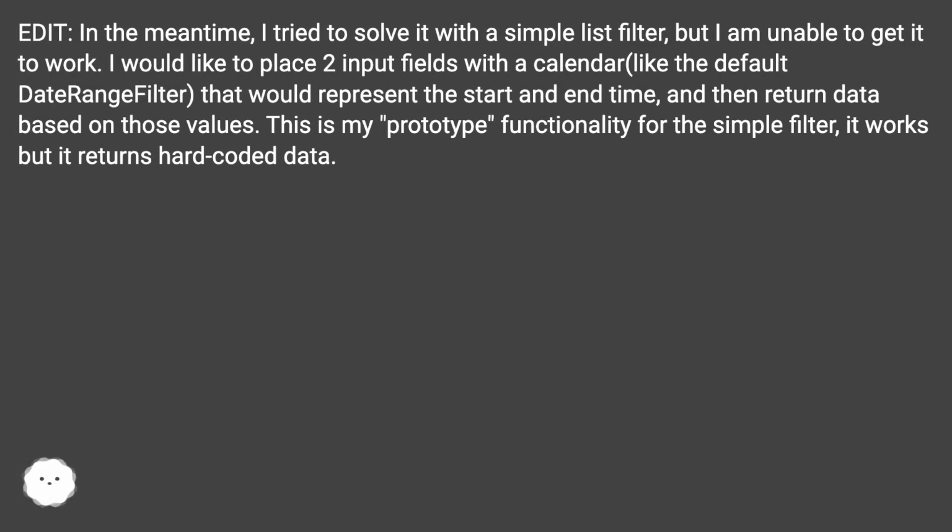Edit. In the meantime, I tried to solve it with a simple list filter, but I am unable to get it to work. I would like to place two input fields with the calendar like the default date range filter, that would represent the start and end time, and then return data based on those values. This is my prototype functionality for the simple filter. It works, but it returns hard-coded data.